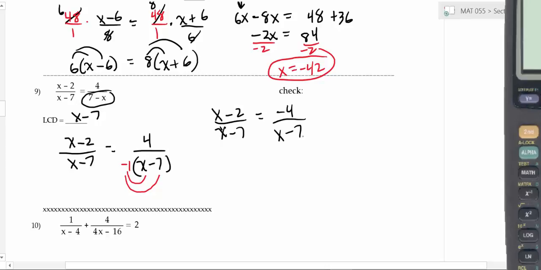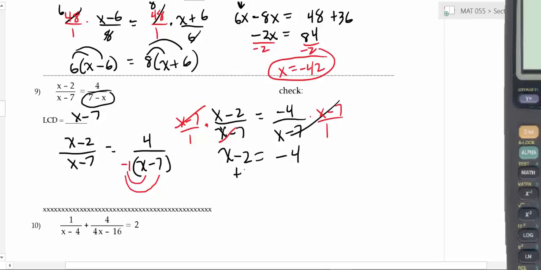Now you can jump directly to that step if you're comfortable and understand what you're doing. Now what do you multiply by? x minus 7. That's what you're trying to get rid of. So I think once you get past that step, then you shouldn't have any trouble with that. So that's going to give x minus 2. And then this is going to give negative 4. That's what you should have got.